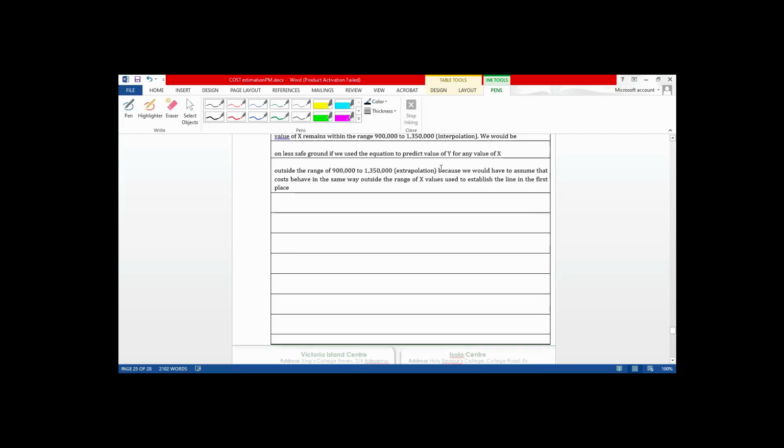We will be on less safe ground if we use the equation to predict value of y for any value of x outside this range. That is extrapolation, because we have to assume that costs behave in the same way outside the range of x. That's all with this question, and that's all with this topic.